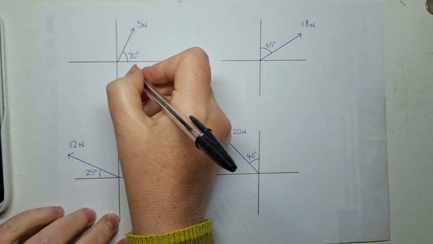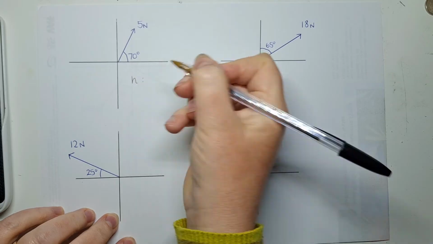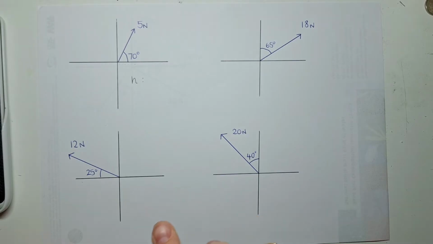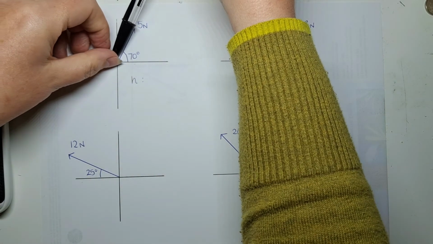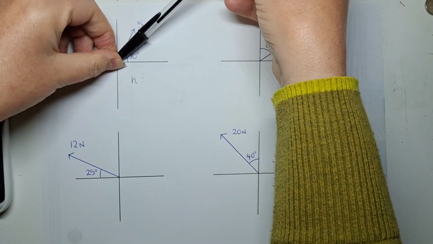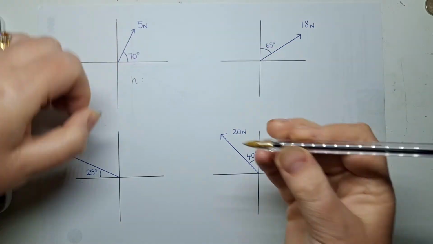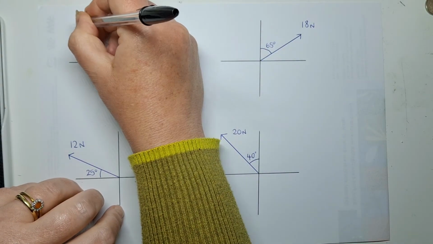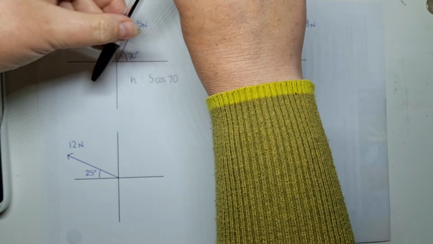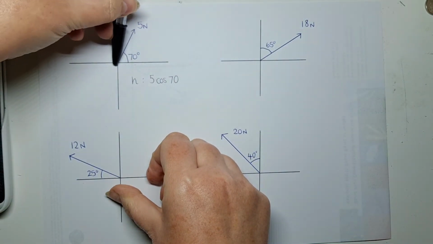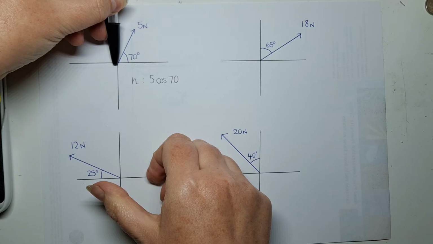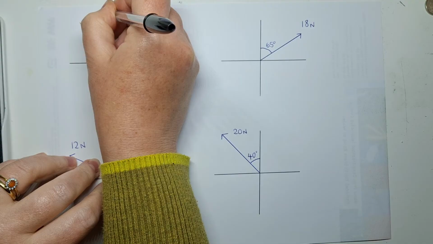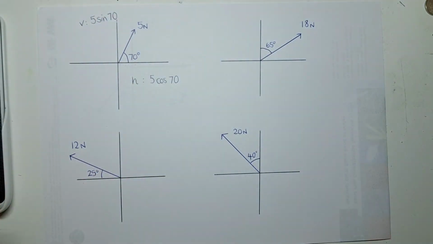So horizontally, we are going to want to know how much is pulling in the horizontal direction. I'm not going to worry about the right angle triangle. I'm just going to literally think about, if I twist my arrow, I'm crushing my angle of 70. So it's going to be 5 cos 70. And vertically, if I turn to the vertical, I'm stretching away from the 70. So that's sine. So that's 5 sine 70. I'm not bothering with the calculator.